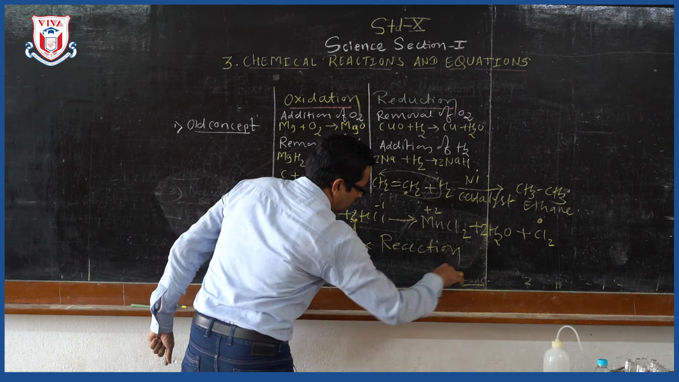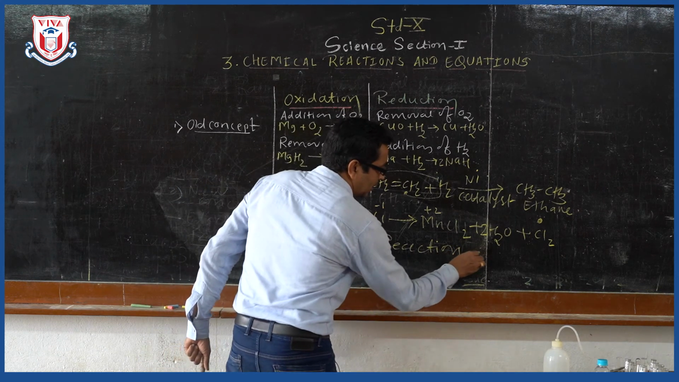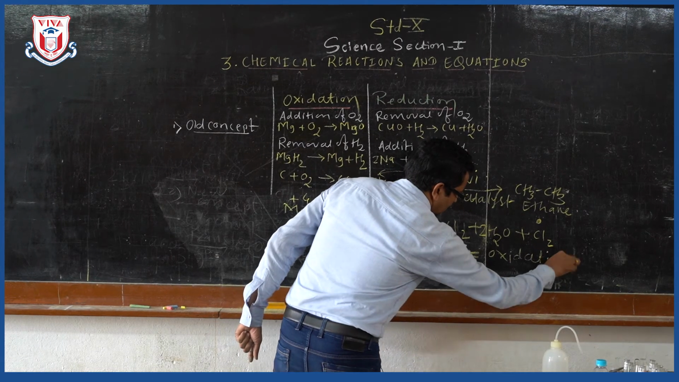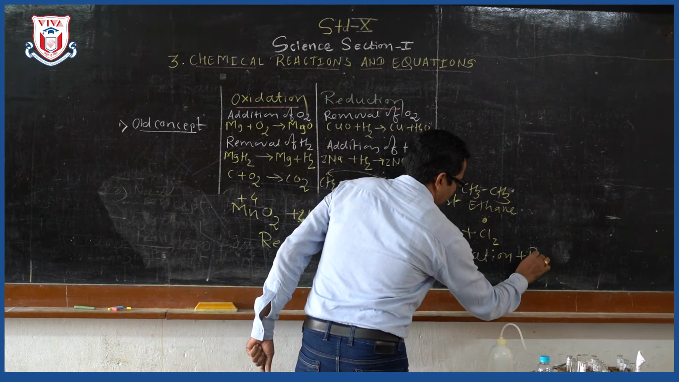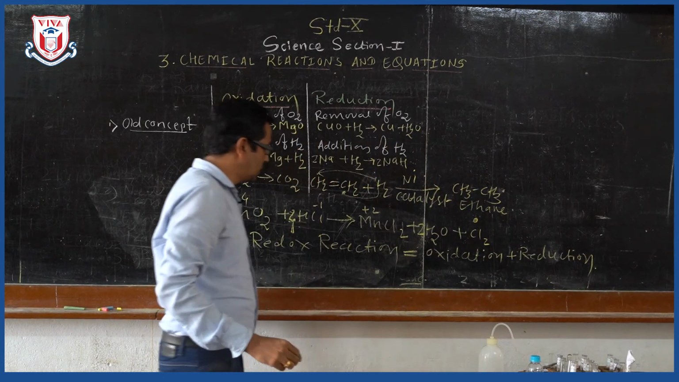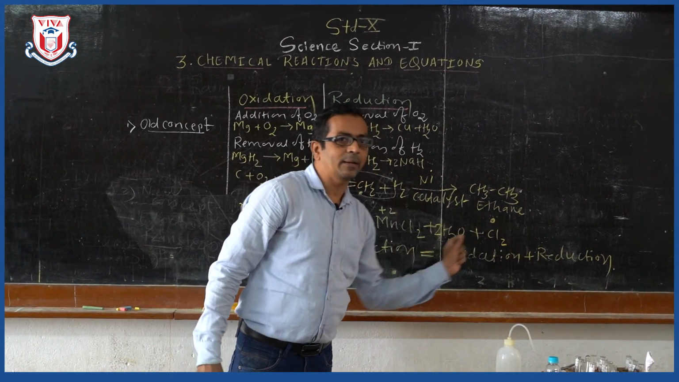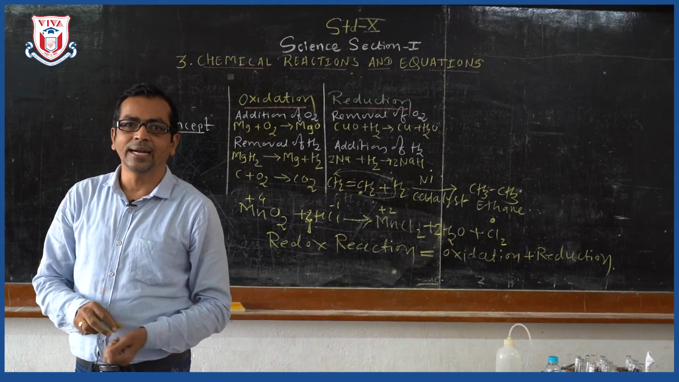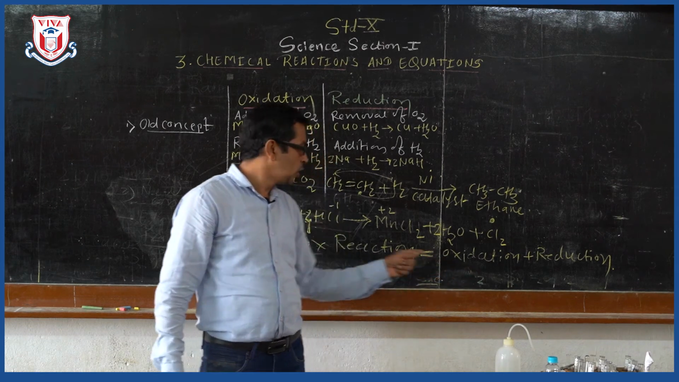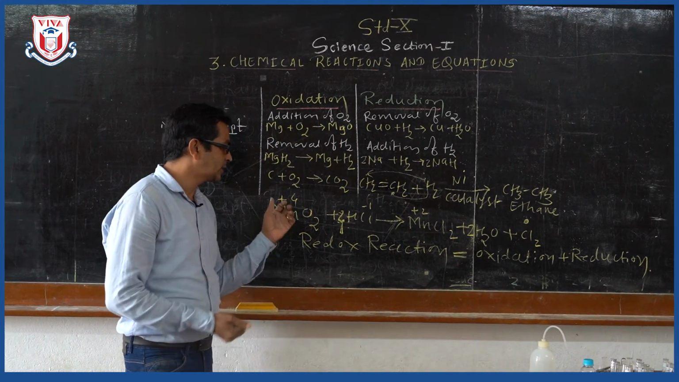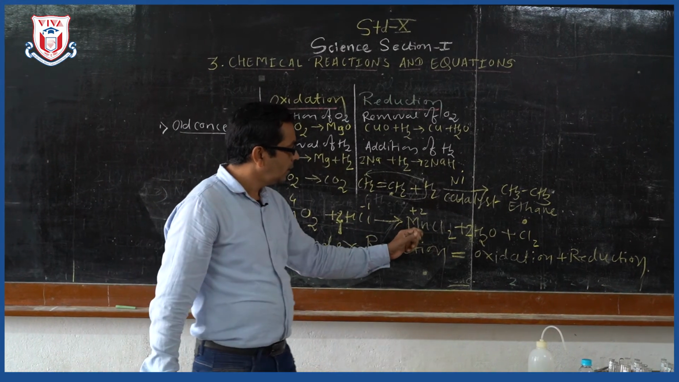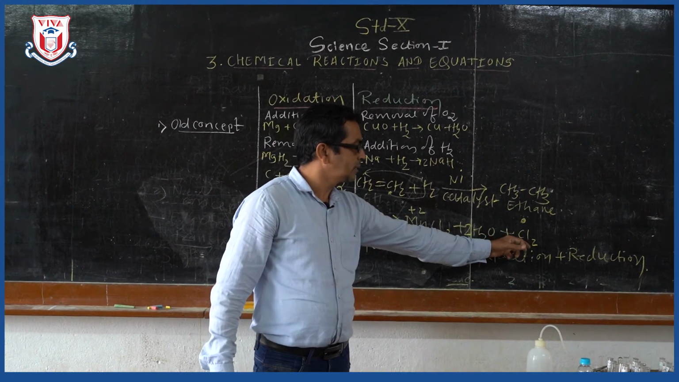reaction. Redox reaction is nothing but what? It is an oxidation reaction plus a reduction reaction. The reaction in which oxidation and reduction take place simultaneously is called a redox reaction. So this is the best example of a redox reaction: manganese dioxide reacts with HCl, and you get MnCl2 plus water plus Cl2.